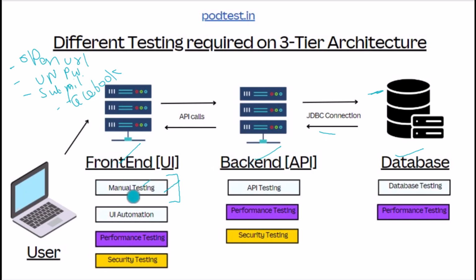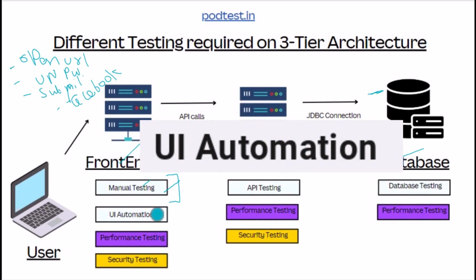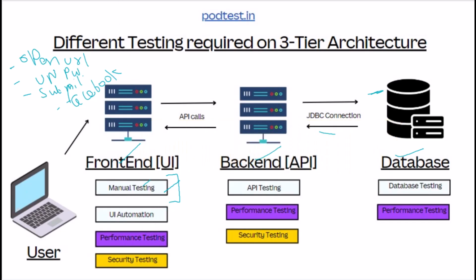Now coming on to the second type of testing, which is UI automation. The purpose of having UI automation is that you want to reduce the redundant work. You have multiple releases, and you have multiple cycles of testing required for a particular version of a software. So instead of doing things manually again and again, you have a utility in place named UI automation, which you can create and then start using for testing your application.